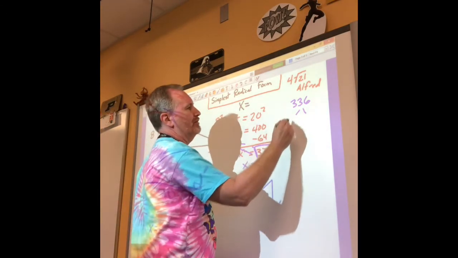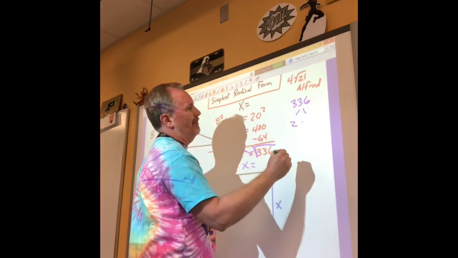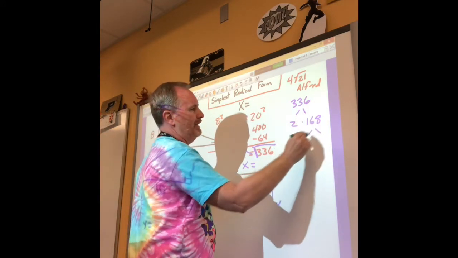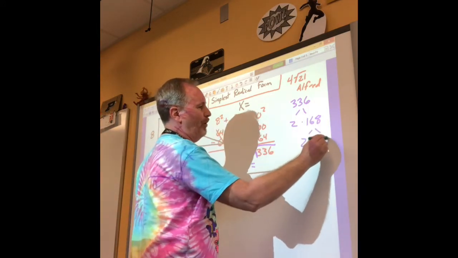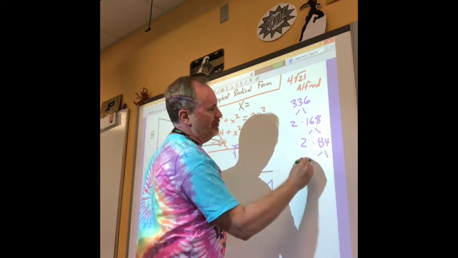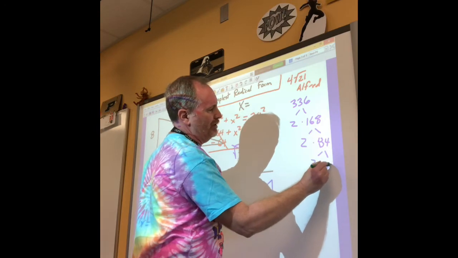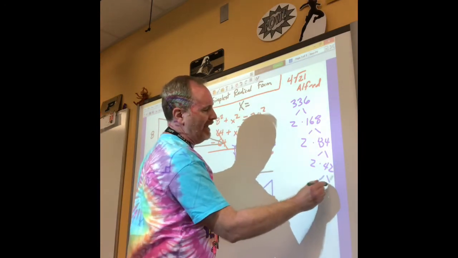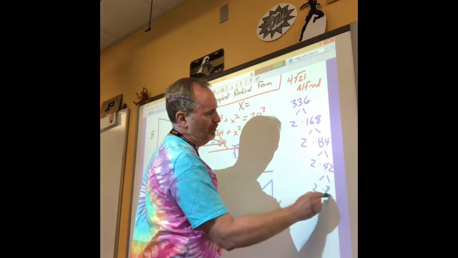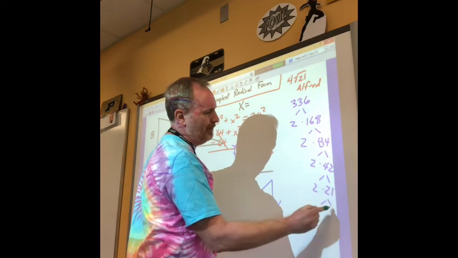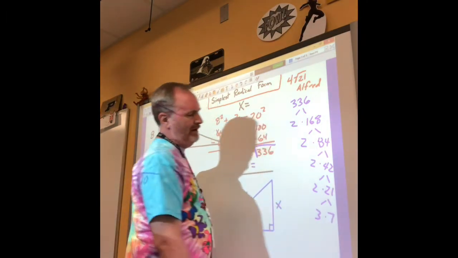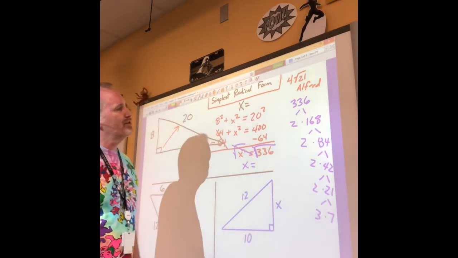So 336 will be 2 times 168, I think. And then that would be 2 times 84. And then that would be 2 times 42. And again, I'm doing this off the top of my head, so make sure you're checking behind me. 42 would be 2 times 21. Now 21 will not break down by 2s anymore, so I move on to 3. And that's 3 times 7. And 7's also a prime number, so we're done.